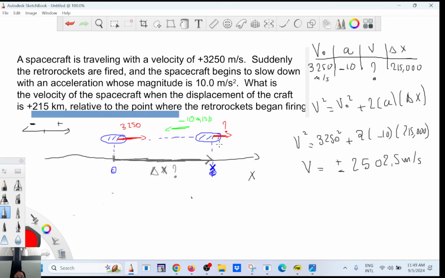My question is, how come you have two values here? What's going to happen if you keep putting those retro rockets? So there is a force pushing to the left, right? So it's going to slow down, slow down, slow down. What's going to happen to it? It's going to stop, right?